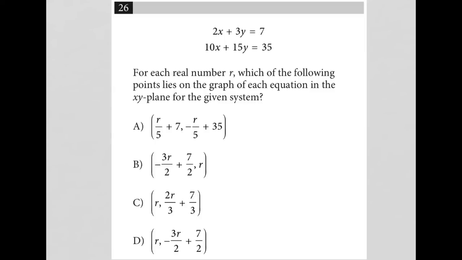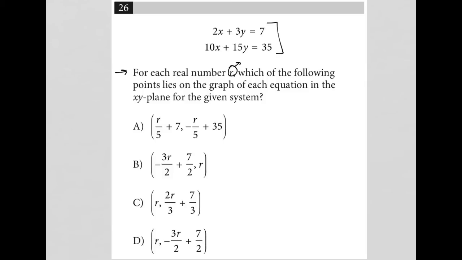So this question starts off by giving us a system of equations here. The question goes on to say, for each real number r, which of the following points lies on the graph of each equation in the xy plane for the given system? So we have this r variable that is being introduced here. We're not really given any details about it.